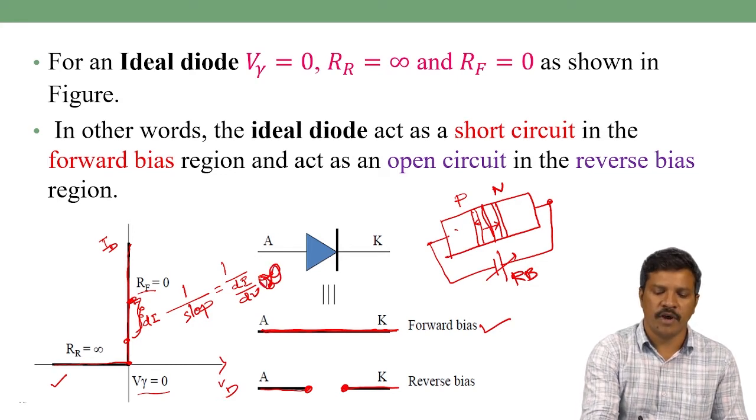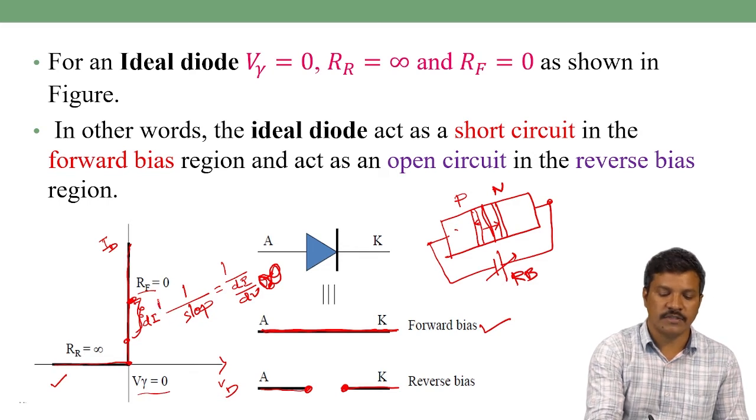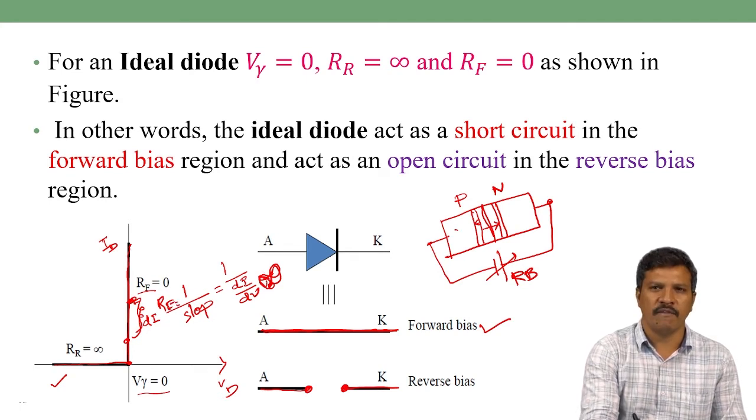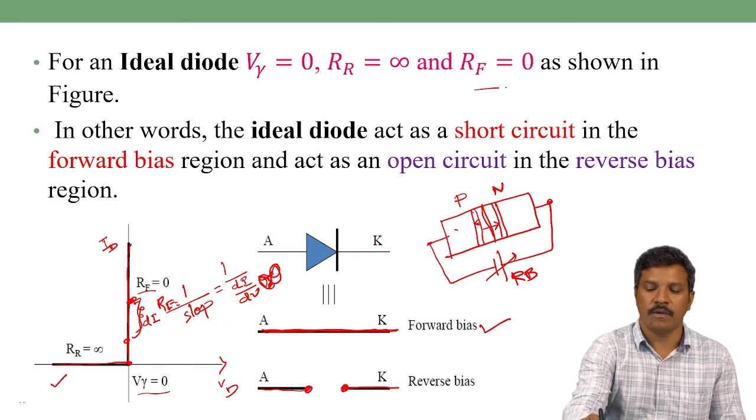When the slope is infinite, what is the resistance? The forward resistance RF is equal to 1 by slope. So 1 by slope is nothing but 1 by infinity, which is equal to 0.